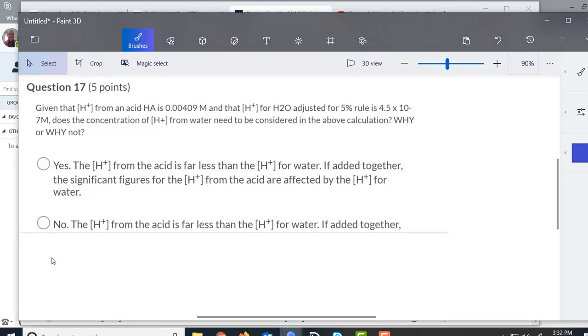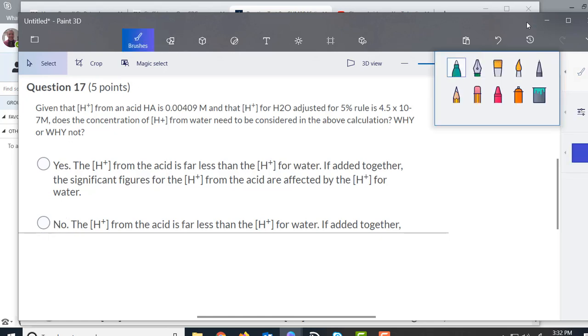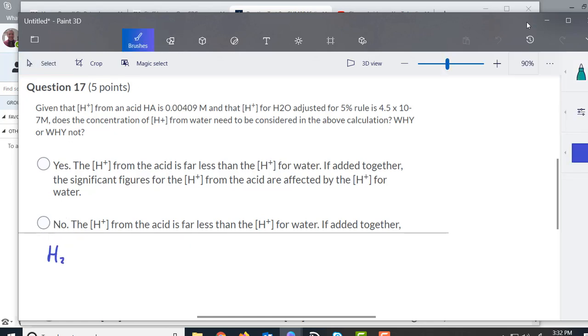So garden variety water will have a concentration of H+ of around 4.5 times 10 to the negative 7 molar. That would be the top value, and that's been adjusted for 5%. So it's really 1 times 10 to the negative 7, and then we've added 5% to that, essentially, so we get 4.5 times 10 to the negative 7 molar. That's what we're going to get from water.